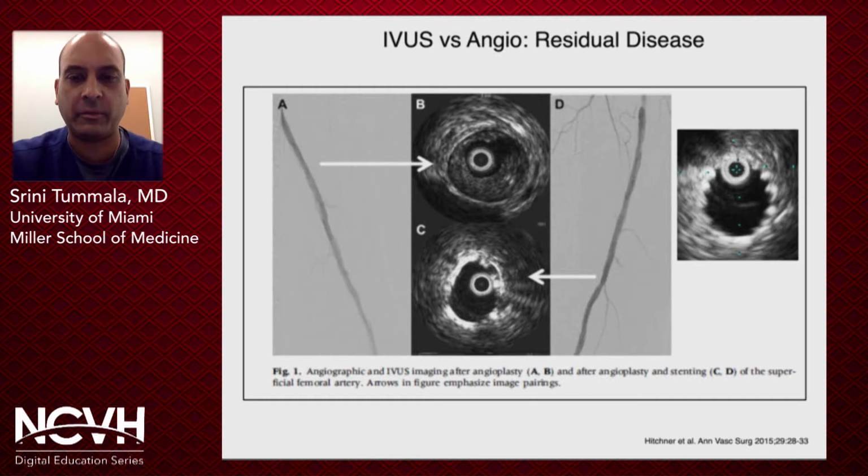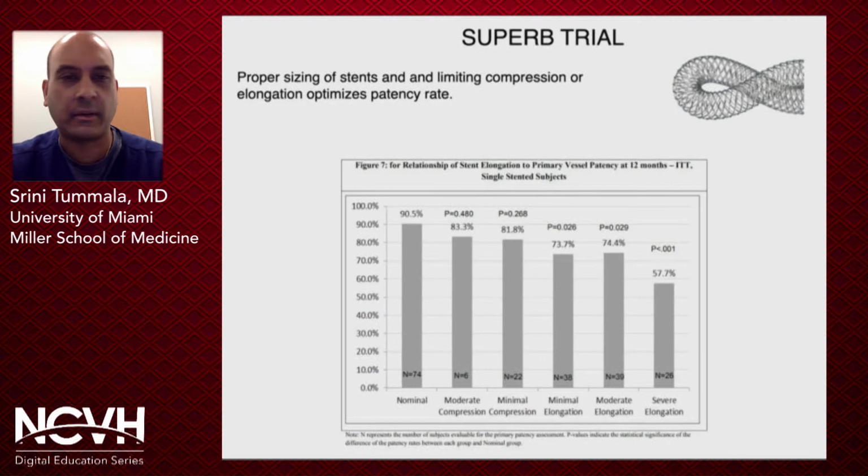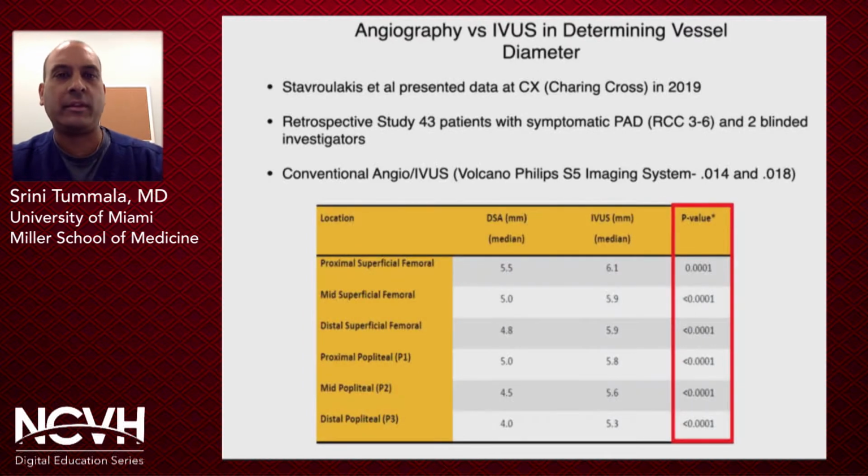But when you look at the angiogram after the initial stent placement, you can see it looks relatively normal. And so this clearly was missed on angiography, and IVUS really made the difference in terms of visualizing the proper sizing and wall apposition of the stent. So we all know that this is important. The SUPERB trial, which really studied the Supera stent, showed us that proper sizing of stents, limiting compression or elongation in this case, really optimized patency rate. And so we know that that's important.